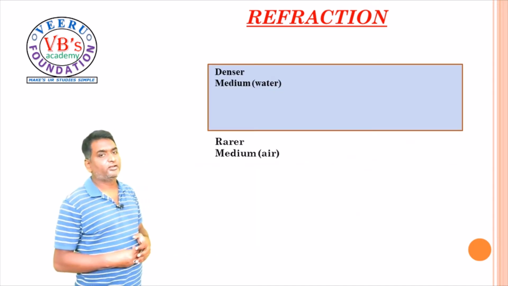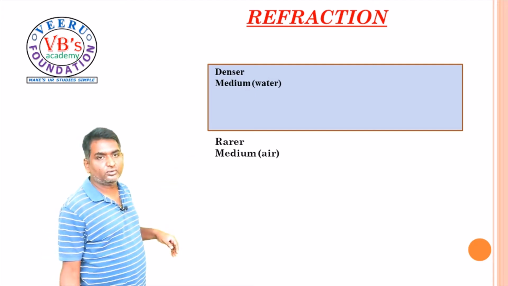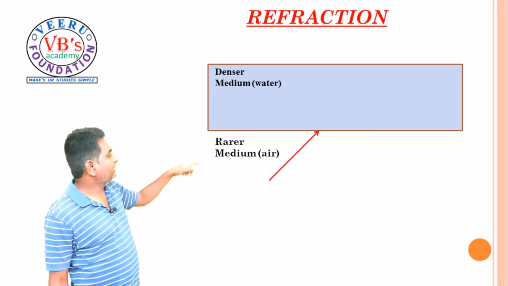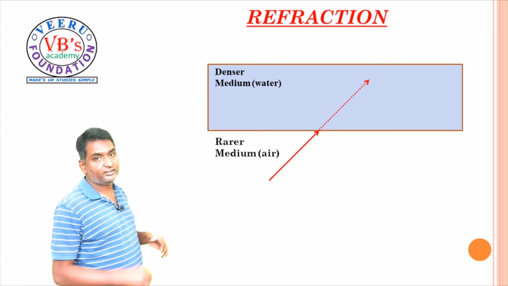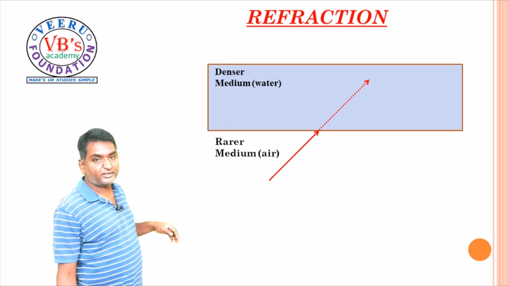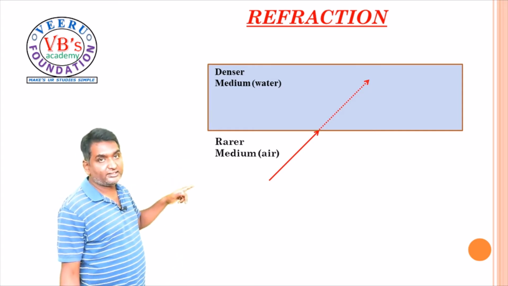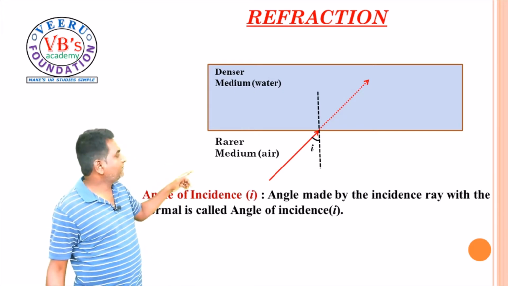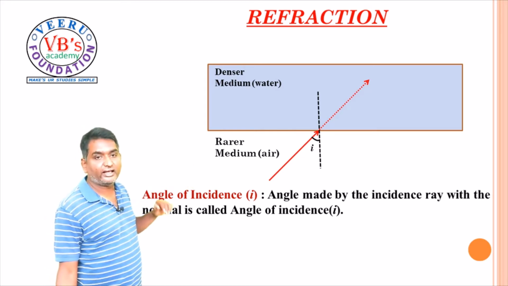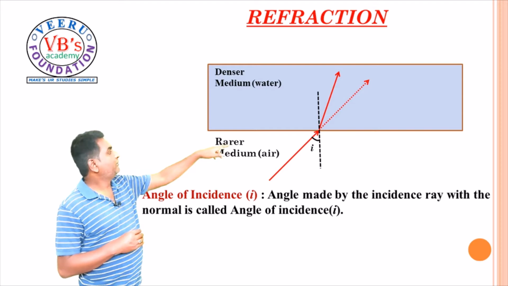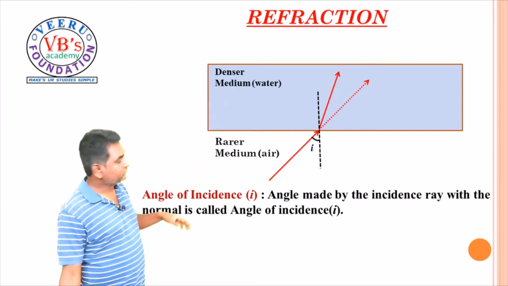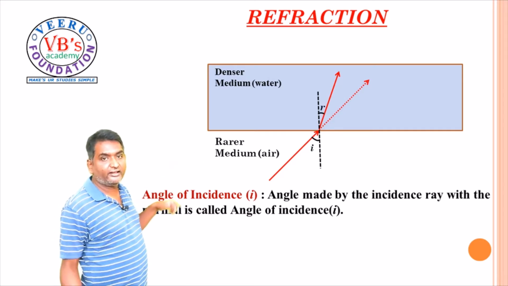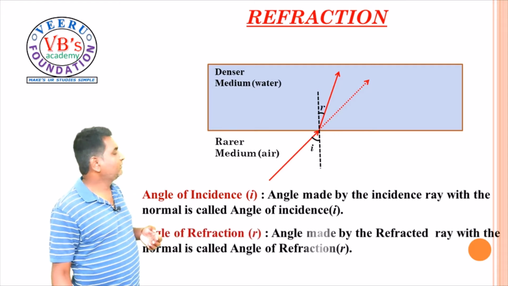Here I am allowing the light ray to pass from the air medium to the water medium, that is, from rarer medium to denser medium. Let us say this is the light ray incident on the denser medium. Instead of passing in a straight line, it will bend. To analyze this bending of light, let us draw the normal at the point of incidence. The angle made by the incident ray with the normal is called the angle of incidence. Now the light ray bends, and after bending, it passes like this. The angle made by the refracted ray with the normal is called the angle of refraction.